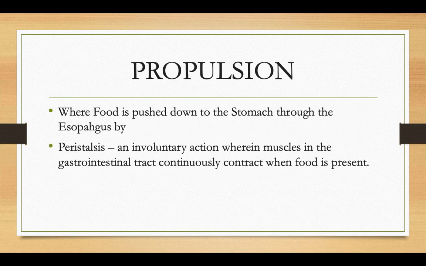Propulsion. Propulsion is where food is pushed down to the stomach through the esophagus by means of peristalsis. So what does peristalsis do? It is an involuntary action wherein muscles in the gastrointestinal tract continuously contract when food is present.